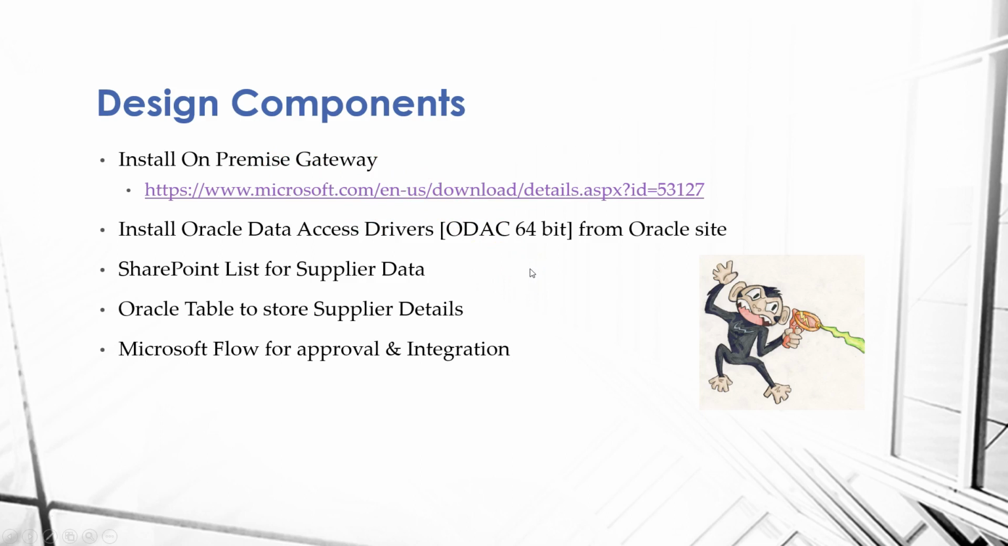Next, we will have to have Oracle drivers that actually would establish Oracle connections. Consider this as if you are writing a .NET application that connects to Oracle database, and in order to do that, we install ODAC 64 drivers that we download from Oracle site. We will then need a SharePoint list. We'll already have an Oracle table, and then we'll be creating a new Microsoft Flow. Okay, so those are the components that we need to put together this particular solution to meet our requirements. And let us see now how we can do this in this live demo.